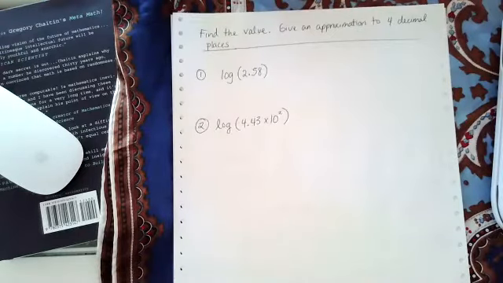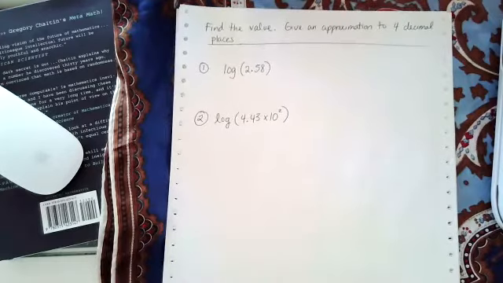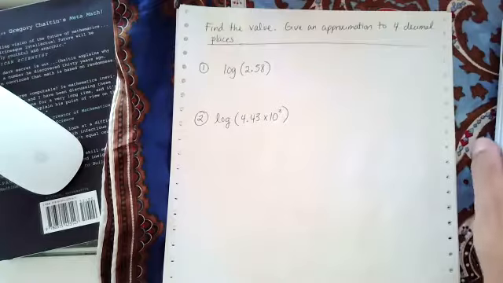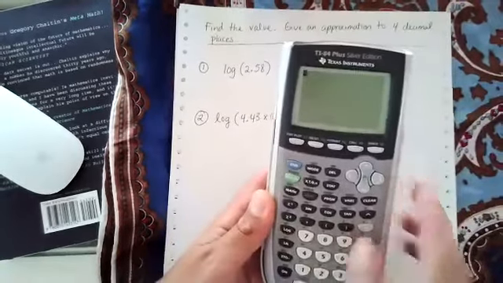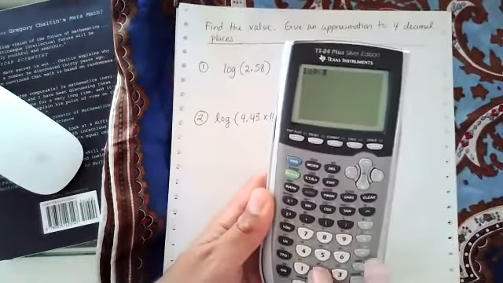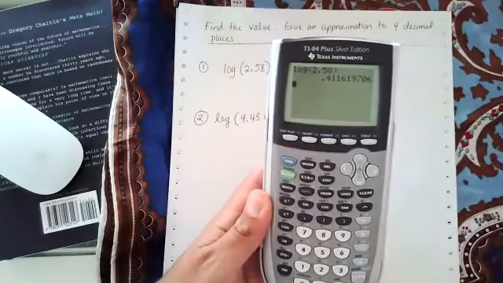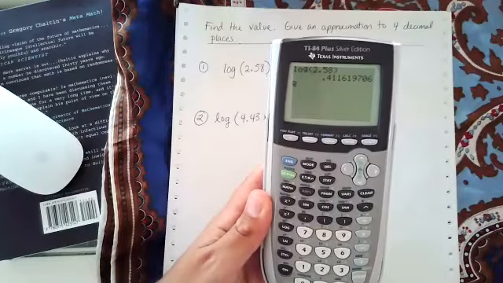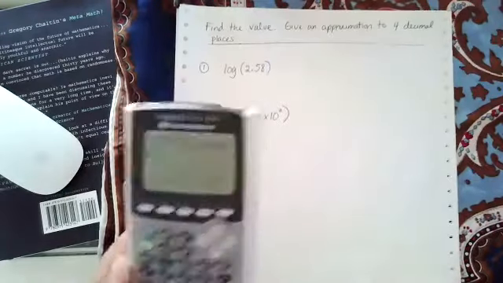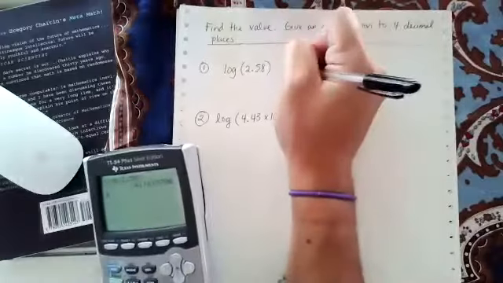Since they're just giving you a log and some input, you're literally just going to put this function into the calculator. It's going to spit out some decimal number, and that's your value. Once we get the weird decimal number, we'll just round it off so that we only have 4 decimal places. So again, log, this time we're looking at 2.58. And we get 0.411619706.